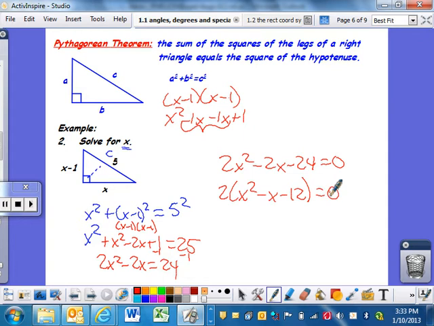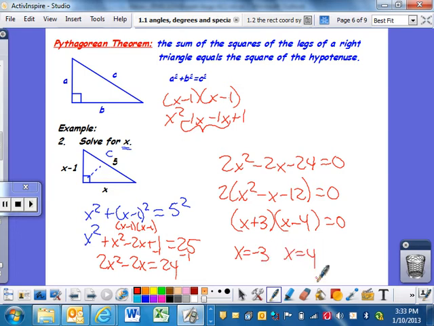Alright, and then if you factor this guy, not FOIL, we already did FOIL. X minus 4 and X plus 3. I need a negative in the middle, so I want a negative 4 plus 3. So what does that end up being? X equals negative 3 and x equals 4.